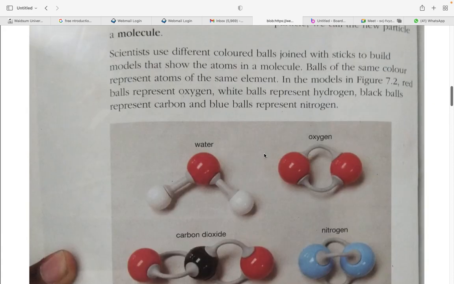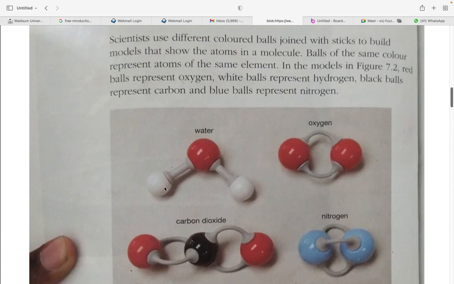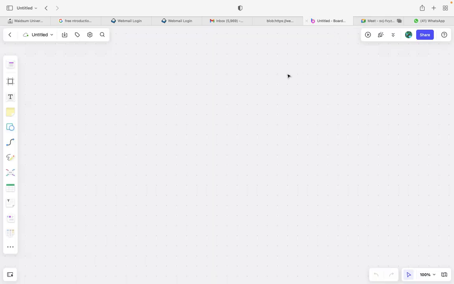We have water. Water is made up of, see, this is the structure, what it looks like, the chemical composition. You have an atom of hydrogen, another atom of hydrogen, two atoms of hydrogen. Let's assume this white one is hydrogen, and this one is also hydrogen, and this is oxygen. So you have two atoms of hydrogen with one atom of oxygen. That's what makes water. For example, water, let's go to the board.